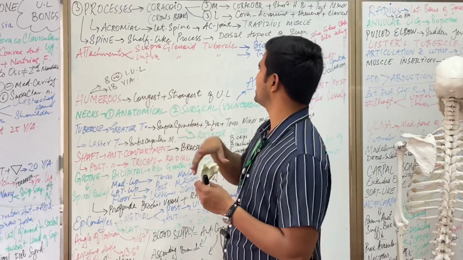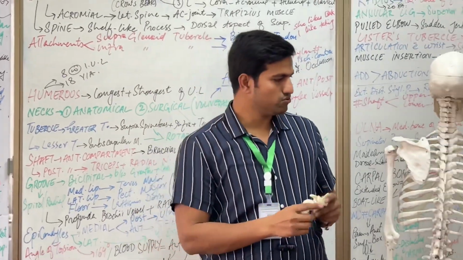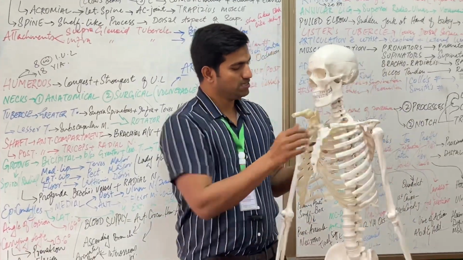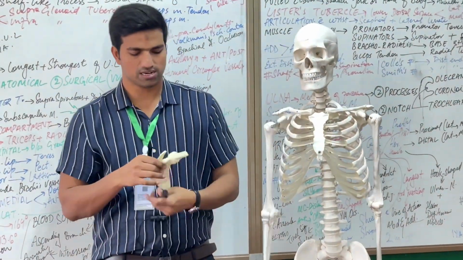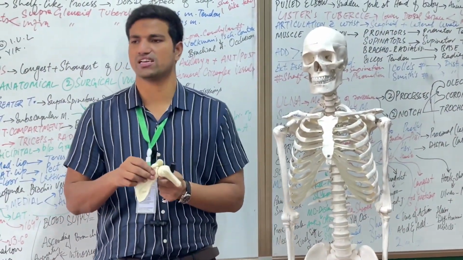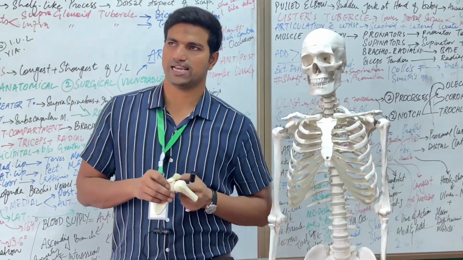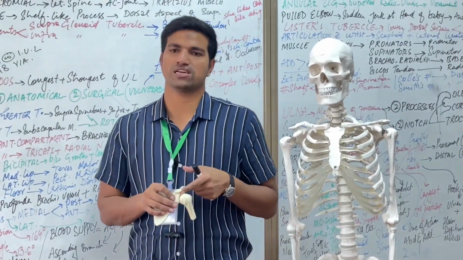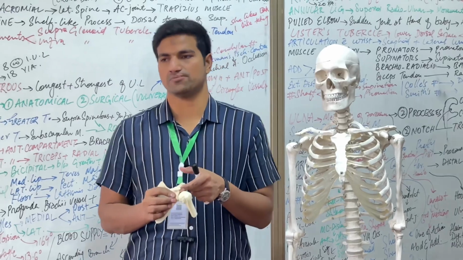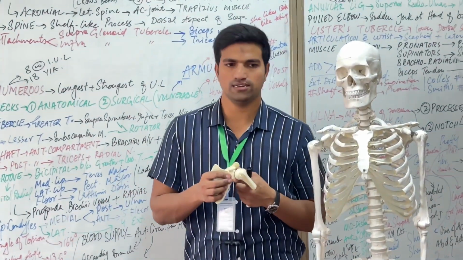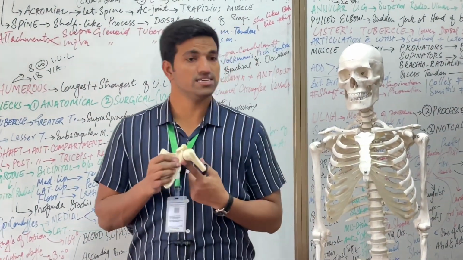Then we have talked about some attachments over here. You can see there are attachments called the supraglenoid tubercle and infraglenoid tubercle, the attachments of the muscles. The supraglenoid tubercle attaches with the tendon of the biceps muscle, and the infraglenoid tubercle attaches with the triceps muscle.